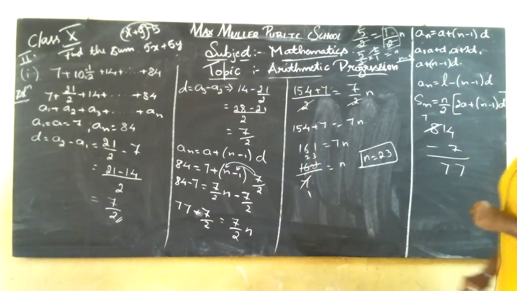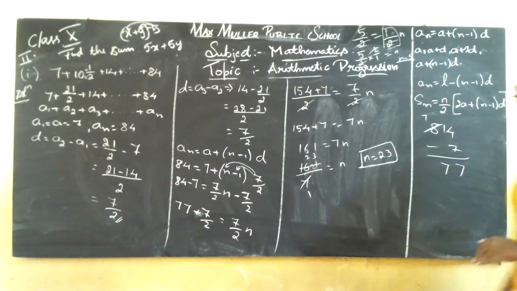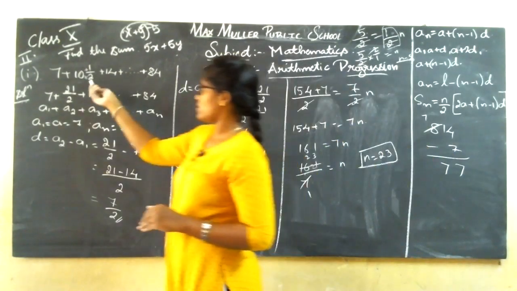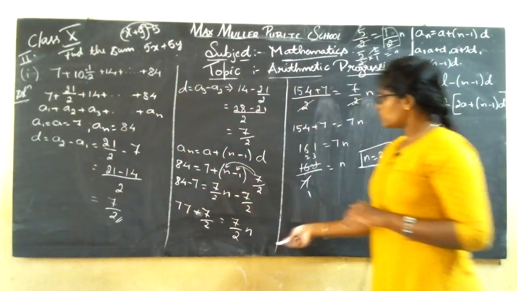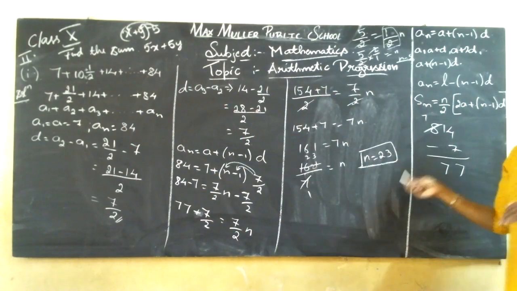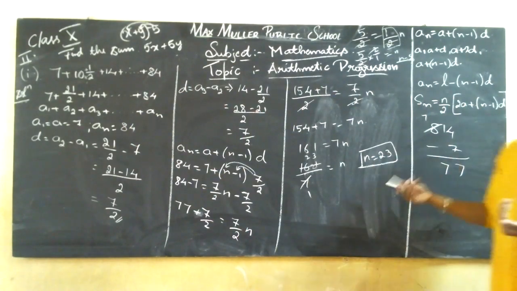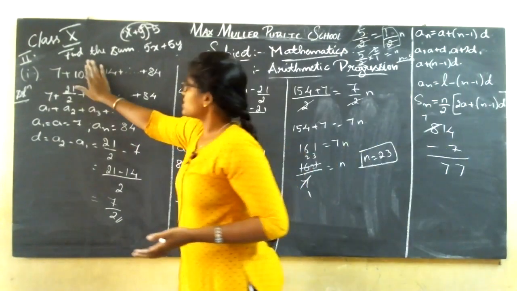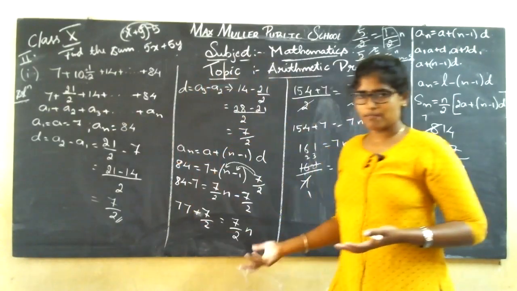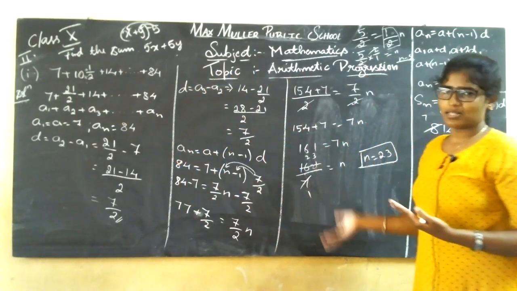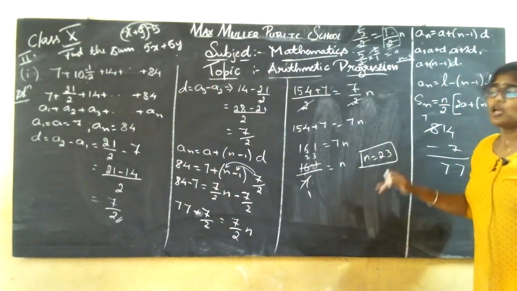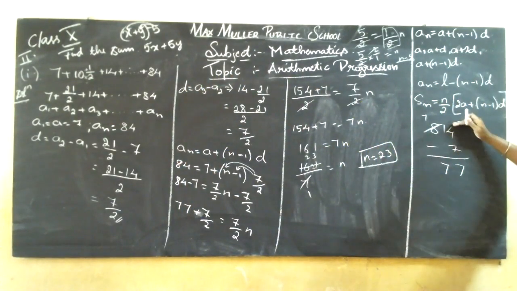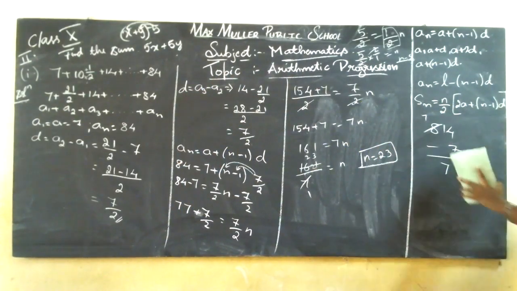Finally, you got the n value. Why was this such a long process? Because you had a mixed fraction here. With a mixed fraction, you need to take the LCM and then find out the value. So it has been lengthy. If there was nothing like this, if it was only 7, 10, 14 and 84, then it would not take so much time. So you got the n value. Now what are you going to do? You are going to substitute in the Sn formula and get the sum of the given equation.